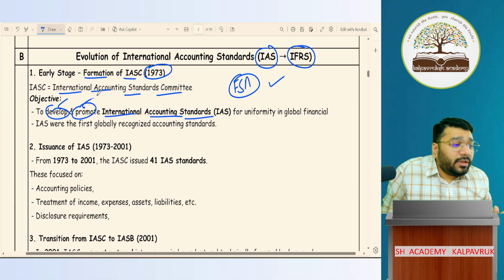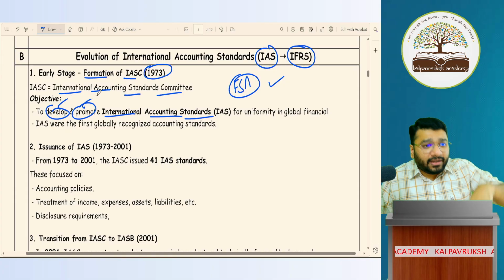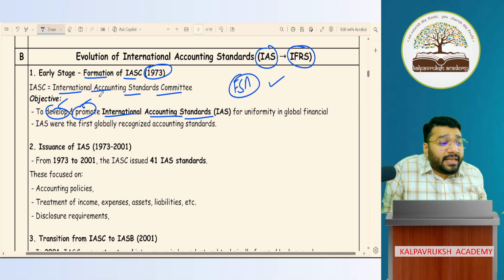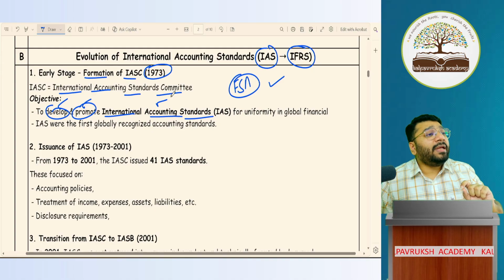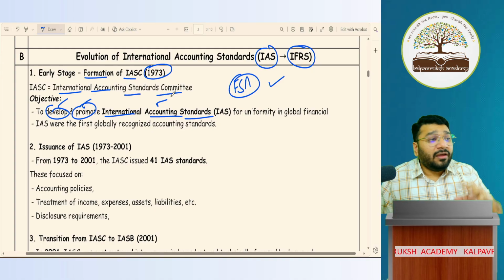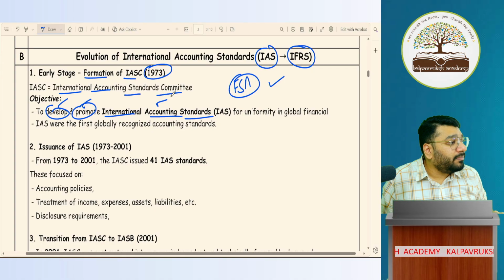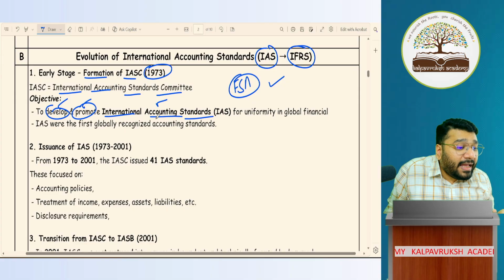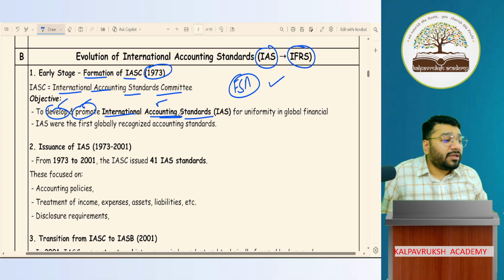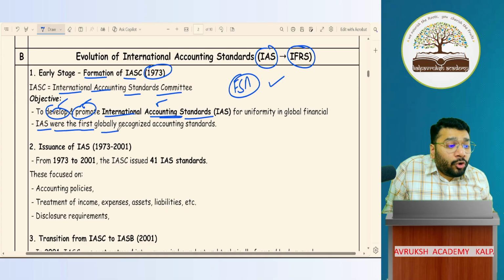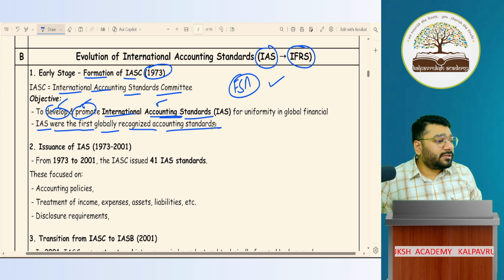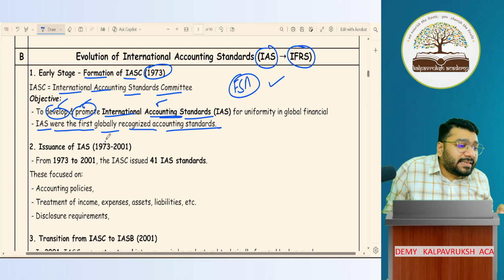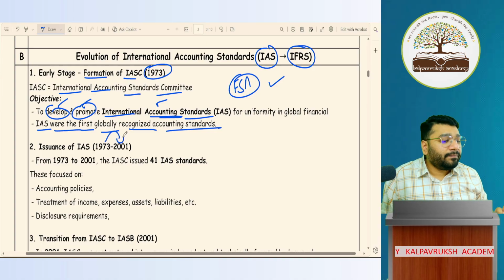Plus, they went out within the country and across multiple countries and convinced them, please adopt IAS. By doing that, the financial statements that you prepare at the global level will be uniform, which will lead to comparability. So they started promoting IAS across multiple countries. So IAS were the first globally recognized accounting standards. This committee was operational from 1973 to 2001.